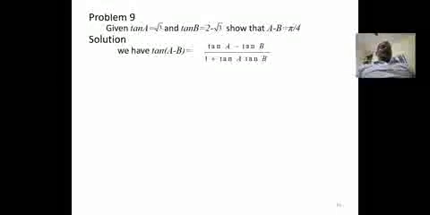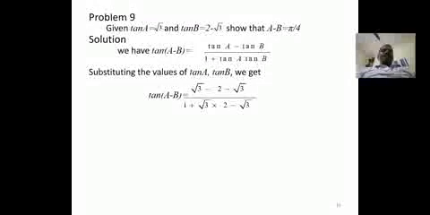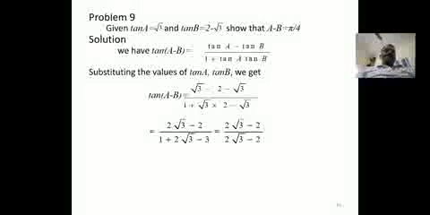Next, similar problem. tan A equal to root 3 and tan B equal to 2 minus root 3, then show that A minus B equal to pi by 4. Here we have a formula, tan of A minus B equal to tan A minus tan B by 1 plus tan A tan B. Substitute the values of tan A equal to root 3 and tan B equal to 2 minus root 3. Then we get tan of A minus B equal to root 3 minus (2 minus root 3), actually I forgot this bracket, whole divided by 1 plus root 3 into (2 minus root 3).